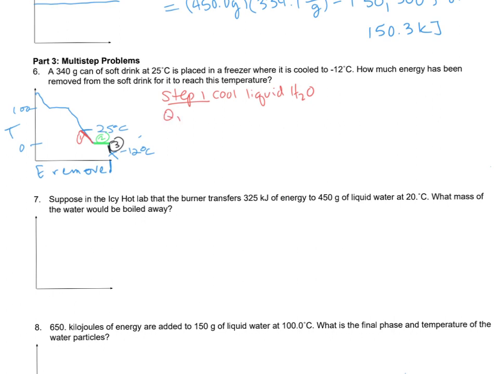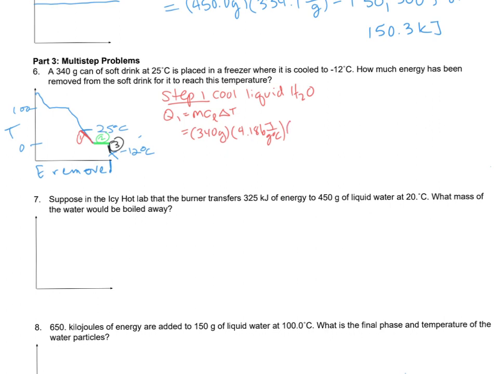So that is Q1 is going to be MC, in this case liquid, because it's liquid water for the first part, delta T. So the mass, the mass of the same thing actually the whole time, will be 340 grams, the mass of our soda. The specific heat of liquid water is a constant, 4.186 joules per gram per degree Celsius.